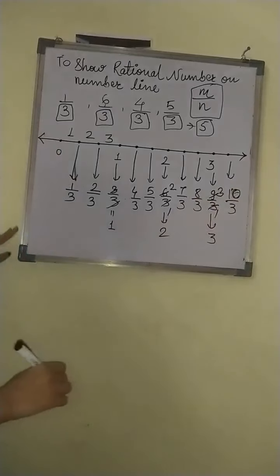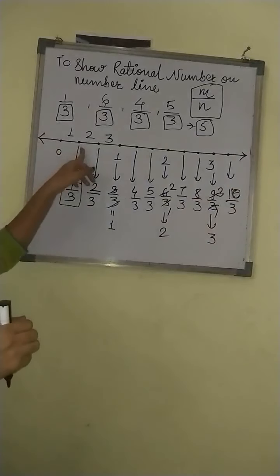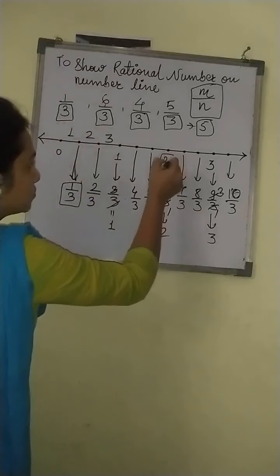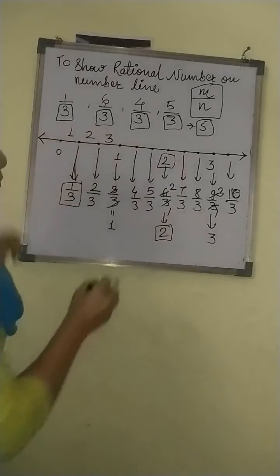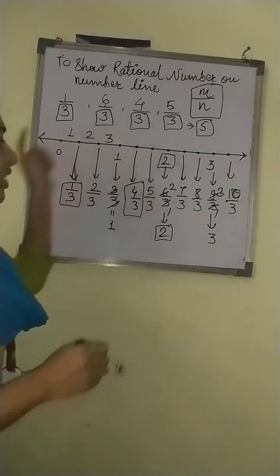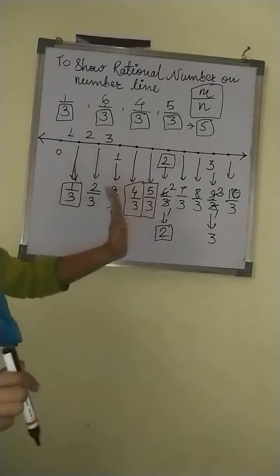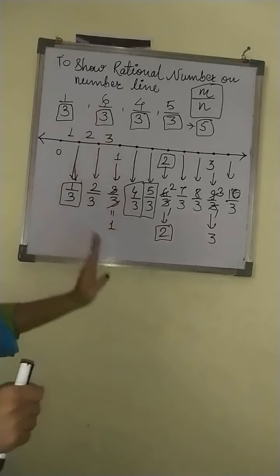Understood everybody? So what do we have to put? 1 by 3, that we have already shown. This is your 1 by 3. After that 6 by 3. 6 by 3 is what you want to show, and we have already shown that. 4 by 3. Where is 4 by 3? This is 4 by 3, which we have already shown. 5 by 3, again the same here. This was the method to show rational numbers on a number line.